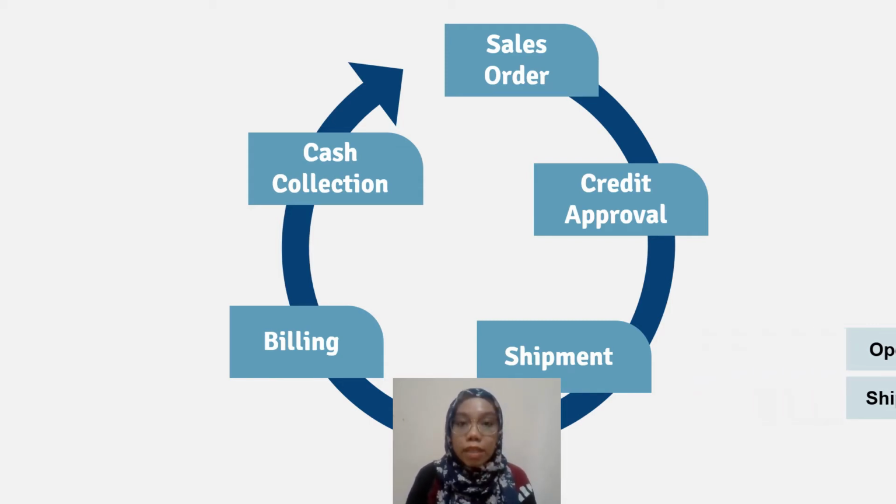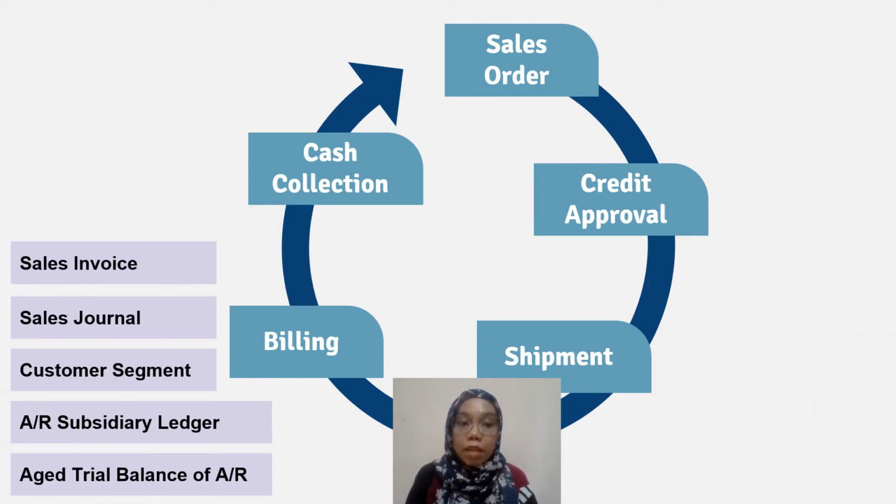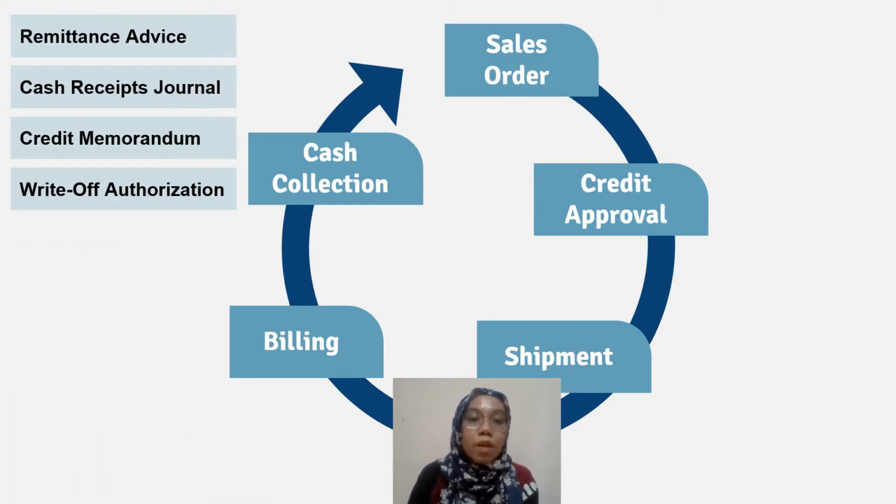shipping document. Meanwhile, for billing, we have sales invoice, sales journal, customer segment, account receivable subsidiary ledger, aged trial balance of account receivable, and last but not least, for cash collection, we're going to have remittance advice, cash receipts journal, credit memorandum, and write-off authorization.